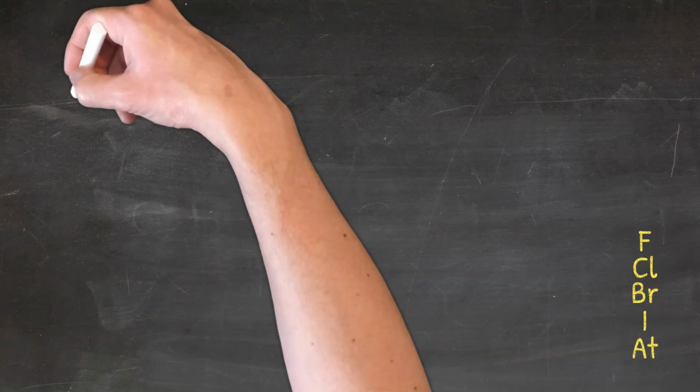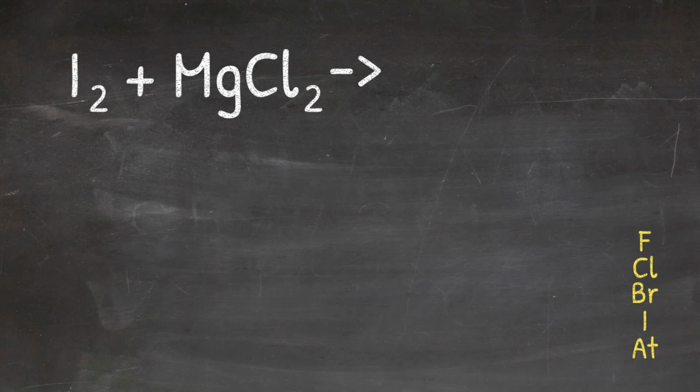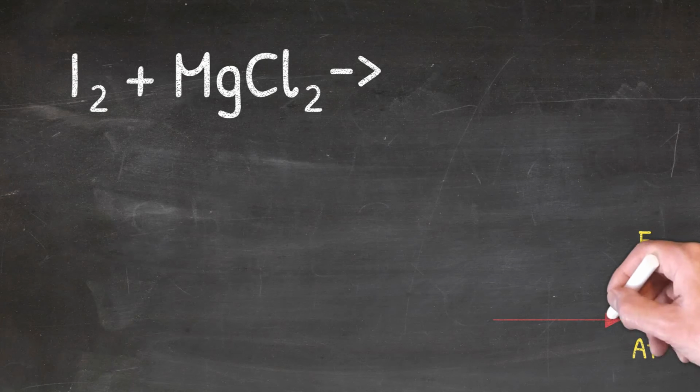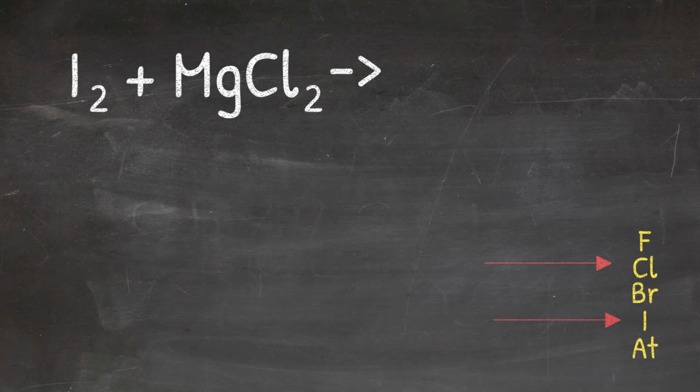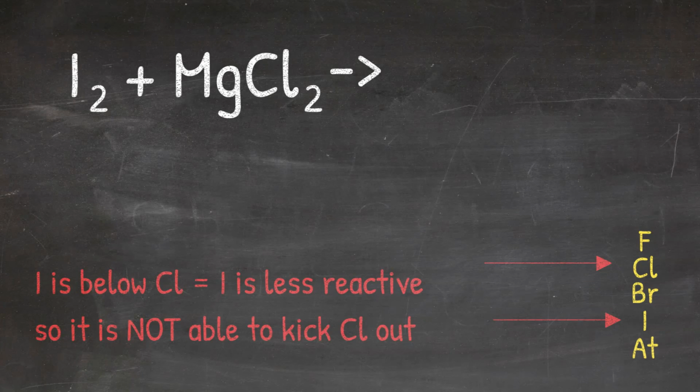In our last example, we're going to look at the reaction when iodine, or I2, reacts with MgCl2. Iodine is a halogen, so we're going to still compare this to the halogen in the compound, which is chlorine. I can see that iodine is below chlorine, and this means that iodine is less reactive, so it is not able to kick chlorine out. When this happens, we're going to have no reaction.